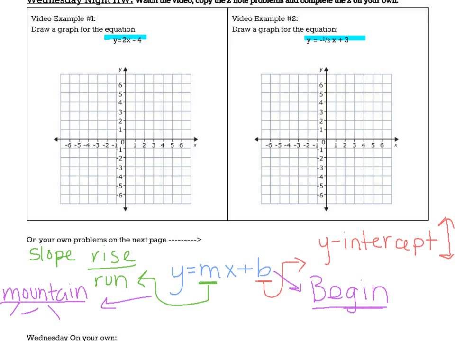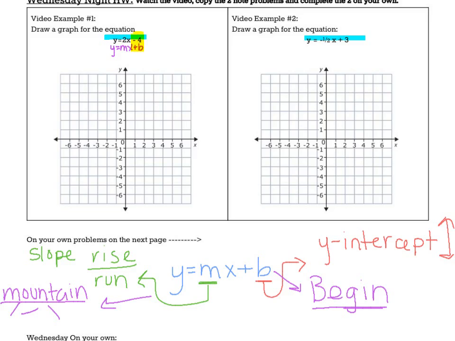So let's go ahead and look at our first equation. We have y equals 2x minus 4. If it helps, you can always write y equals mx plus b below to help you remember what's in each spot. And we start with b, where we begin. So I'm going to highlight those pieces.